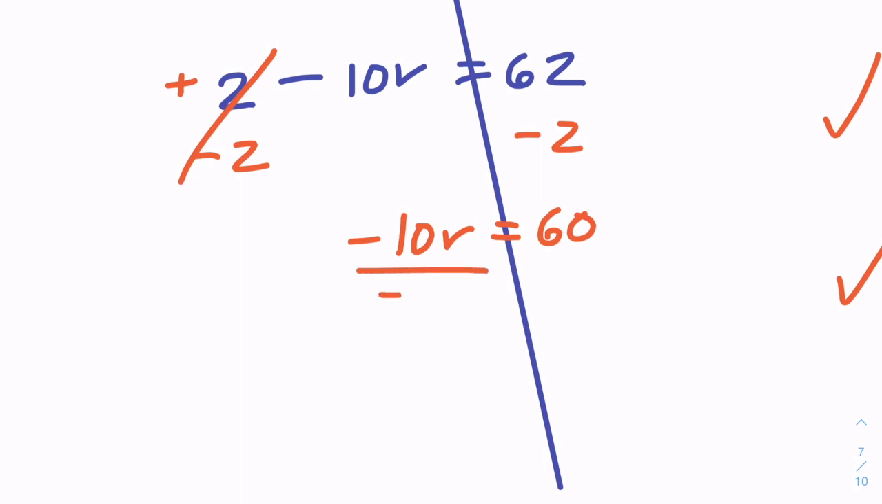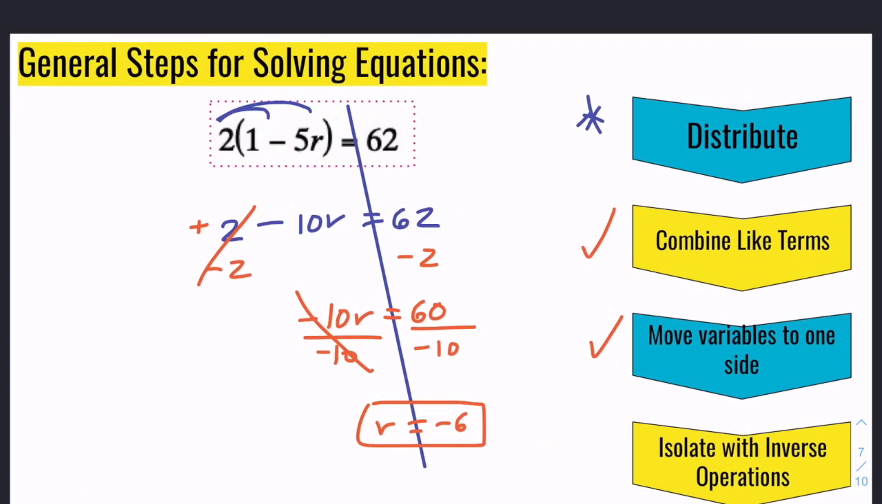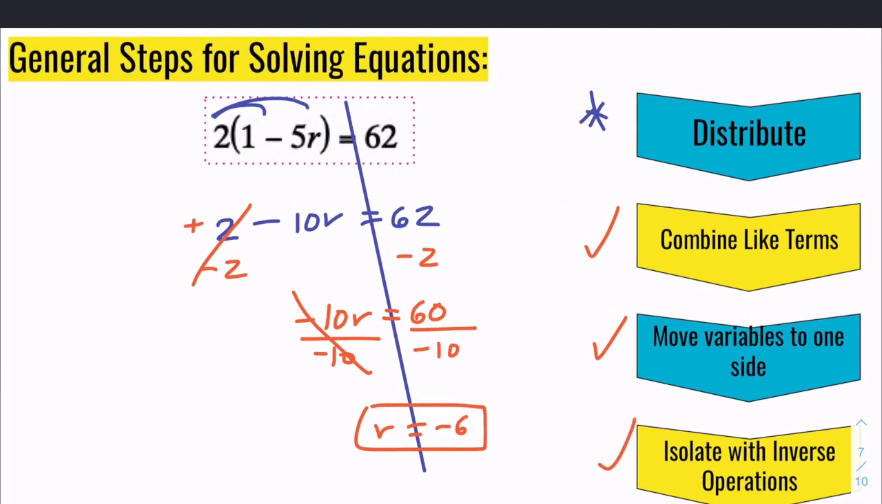Now I just have to isolate r by undoing multiplication of negative 10. So I get that r equals 60 divided by negative 10 gives me negative 6. Again, calculator can help you, or we can practice our mental math.